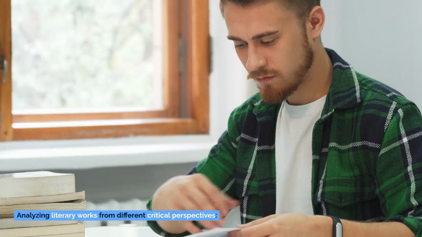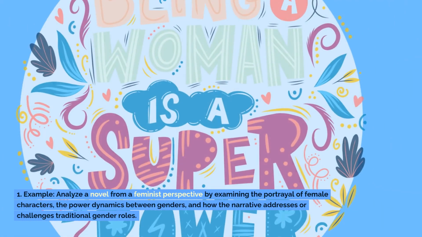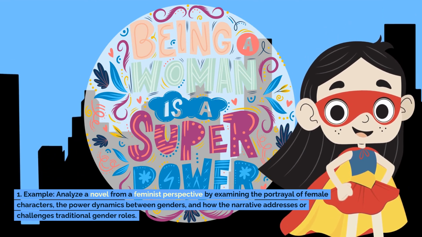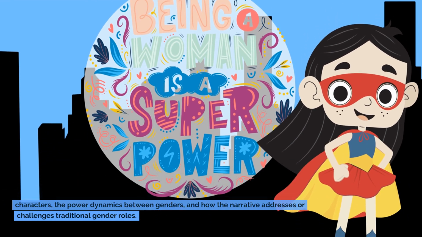Advanced literary criticism. Analyzing literary works from different critical perspectives. 1. Example. Analyze a novel from a feminist perspective by examining the portrayal of female characters, the power dynamics between genders, and how the narrative addresses or challenges traditional gender roles.